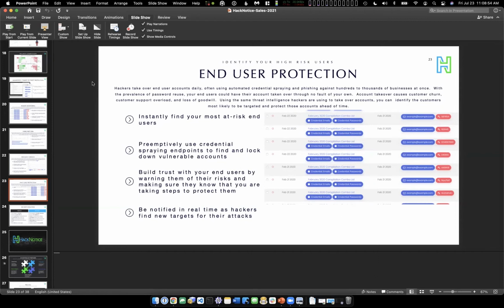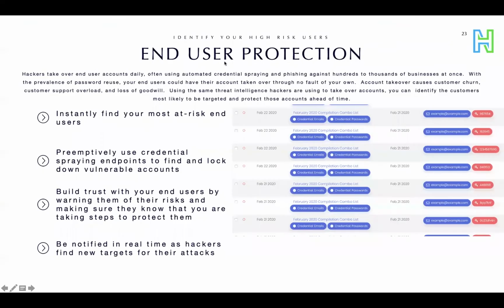So the next service is a service where we actually have version 1 and version 2. And this is our end user protection service. And I'll go over this in detail. Our end user protection service is all about taking populations of users that are vulnerable and protecting them.